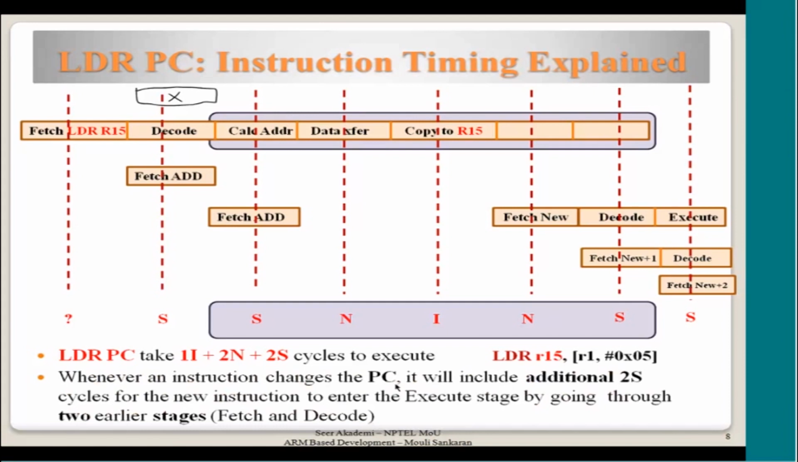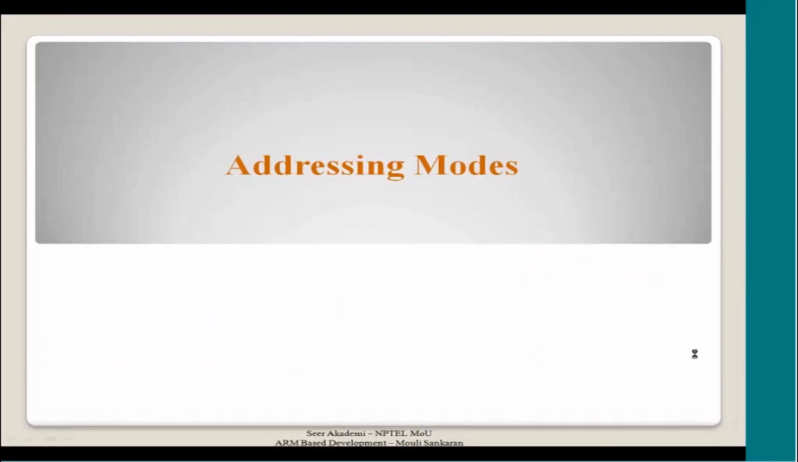So whenever an instruction changes the PC, please remember it will include additional 2 cycles for the new instruction to enter the execute stage by going through the 2 earlier stages of fetch and decode. So that 2 is coming from this. Now you can make out how it is happening. Okay. So this is the total explanation of what is happening. So with this we are done with the instruction timing.